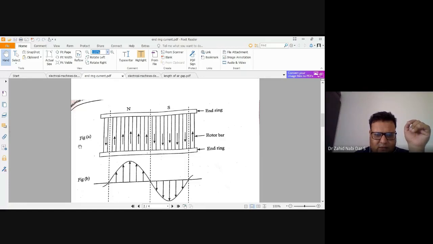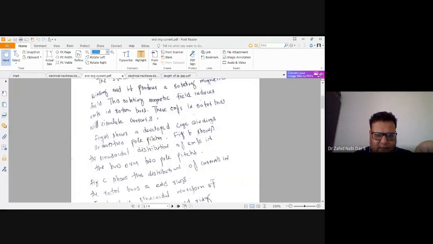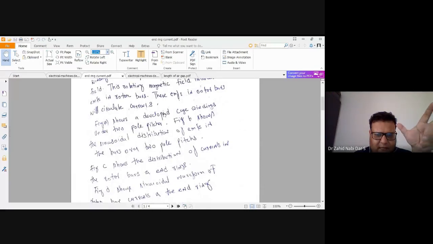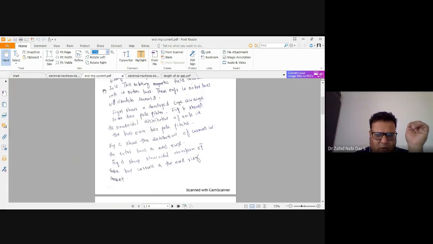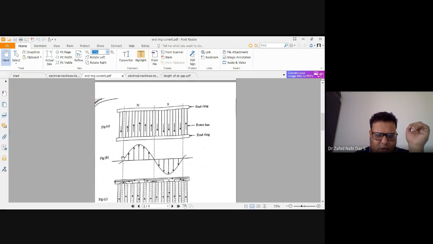You can see this figure A. Figure A shows a developed cage winding under two pole pitches. Pole pitch would mean the distance between two poles. And figure B shows the sinusoidal distribution of EMF in the bars over two pole pitches.